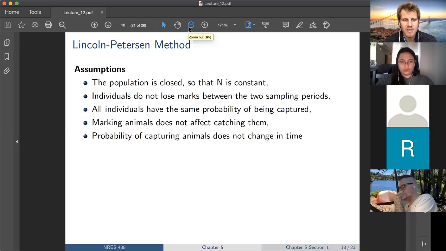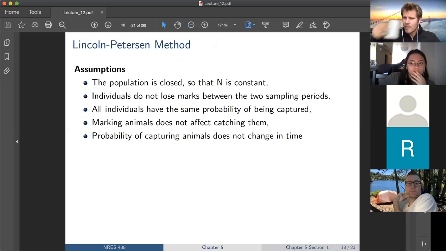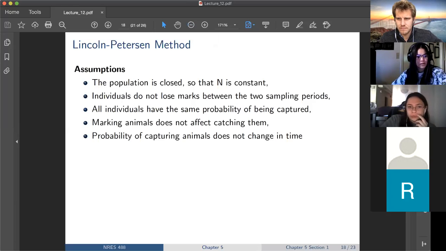Another assumption is that all individuals have the same probability of being captured. So why might this assumption be violated? Let's pause to think about this, especially with wildlife. Maybe it's harder to find a certain gender, like if the females hide more and the males are a lot easier to find.